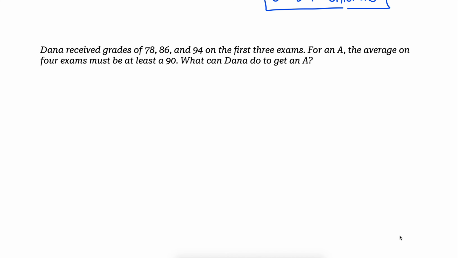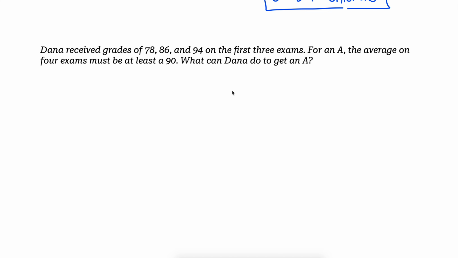And the last example I'm going to do in this video says Dana received grades of 78, 86, and 94 on the first 3 exams. For an A, the average on the 4 exams must be at least a 90. What can Dana do to get an A? So to find the average, we're going to add the 4 exam scores and divide it by 4. Technically, it's the mean if you're dealing with statistics here, but that's what we're talking about when we say average.